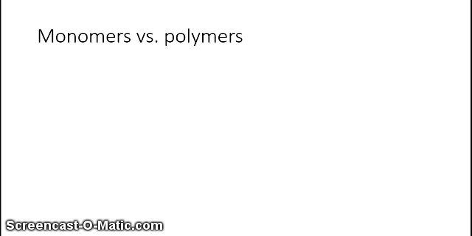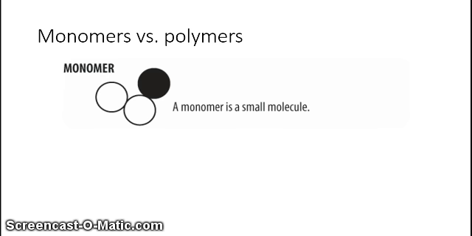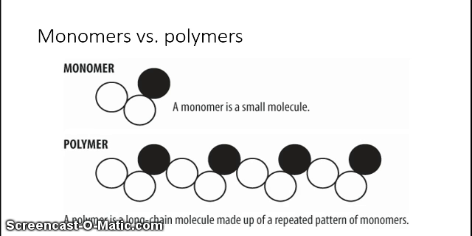Before we go any further, we should distinguish between monomers and polymers. Monomers we can think of as subunits. They make up polymers. You put together lots of different monomers to make a polymer. The molecules we'll look at today are mainly polymers.